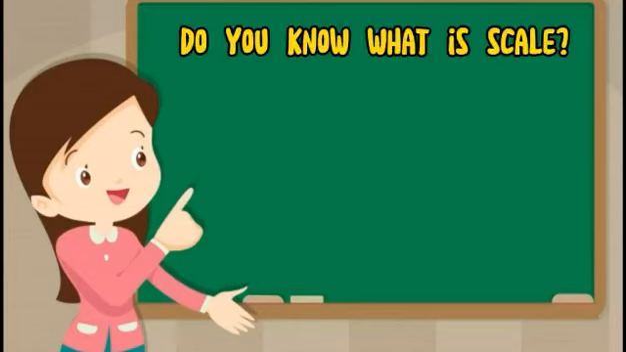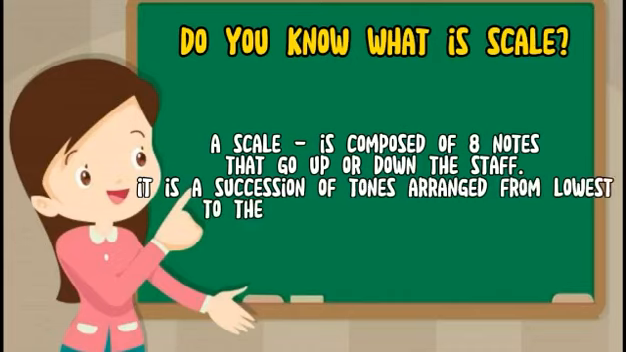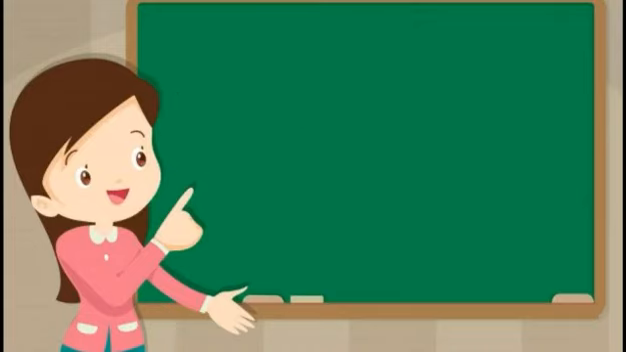But wait, do you know what a scale is? A scale is composed of 8 notes that go up or down the staff. It is a succession of tones arranged from lowest to highest or vice versa. Scales are named after their tonic or root note.